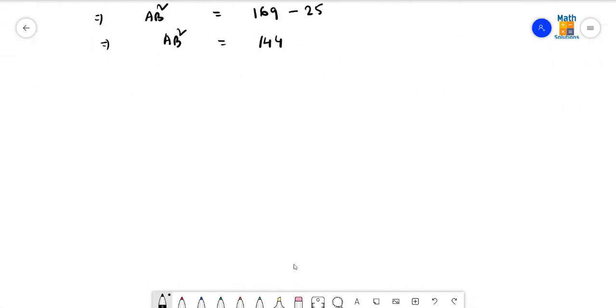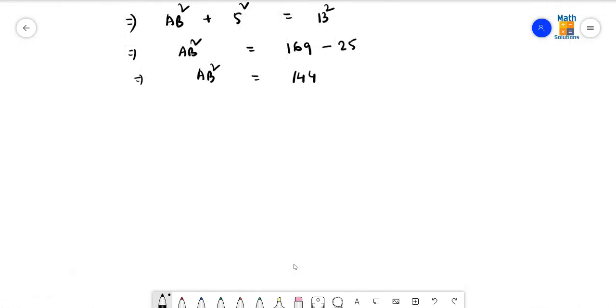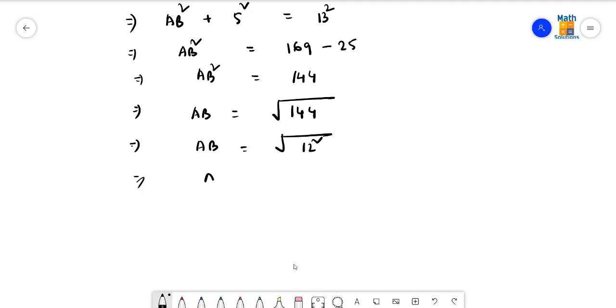So let's find out the square root. So AB, let's find out the square root. We all know that the square root of 144 is 12. AB is equal to the square root of this. So AB is equal to 12 cm. So this is the answer.